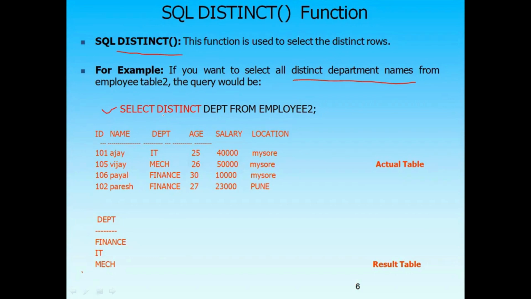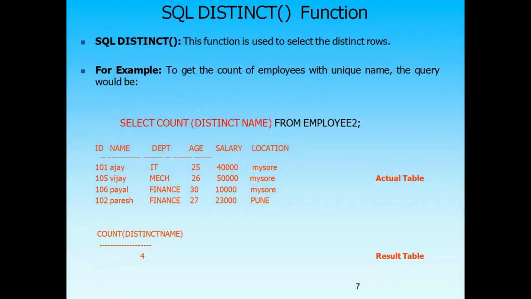It will avoid the repeated repetition in the department, right? So how many departments are there in my table? 3 departments, right? So my result will be finance, IT, and make. Even though my finance is repeating here twice, in the result it will display only once. So that is the use of my distinct clause here, right?